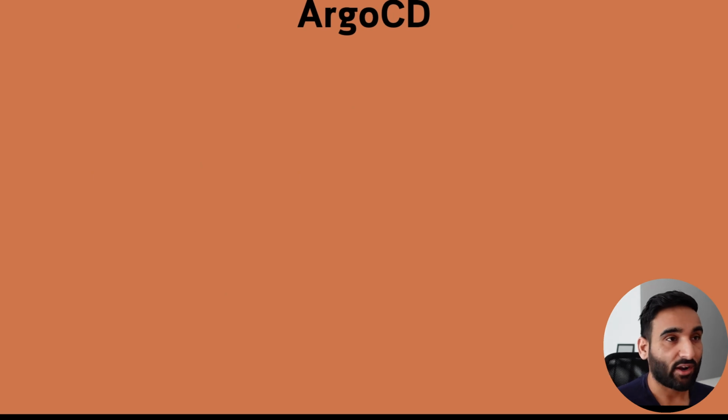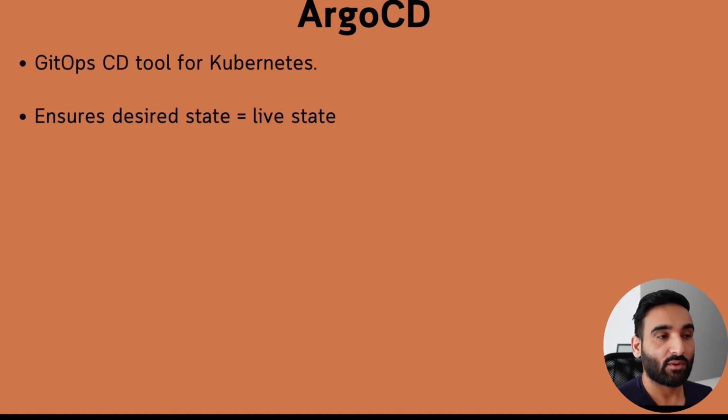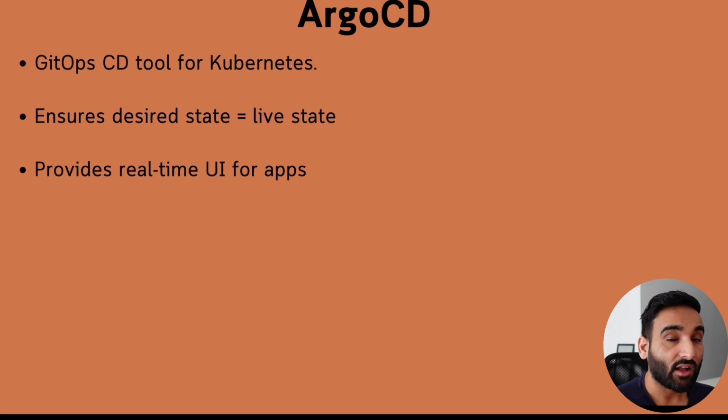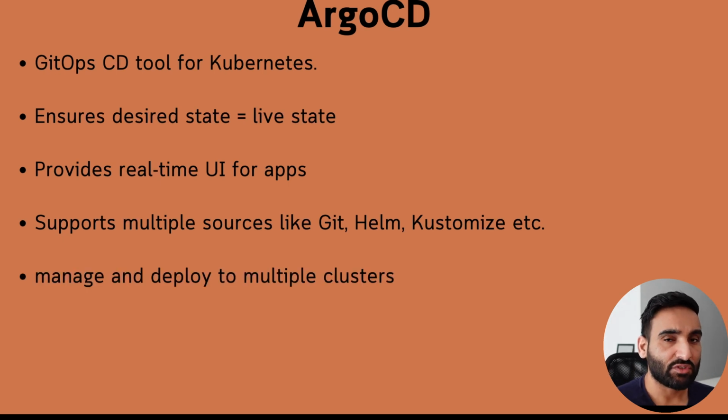So now let's talk about Argo CD. Argo CD is a GitOps tool for Kubernetes, and it ensures that whatever your desired state is, defined on your GitHub repository or wherever your repository is stored, it matches the live state of wherever it's getting deployed, which is Kubernetes. It also provides a real-time UI for your apps and gives you a picture of what is deployed in your infrastructure, and it supports multiple sources for your manifests. It could be just a YAML file stored on Git, it could be Helm or even Kustomize. You could deploy your manifest across multiple clusters. You could be managing just one cluster or multiple clusters.